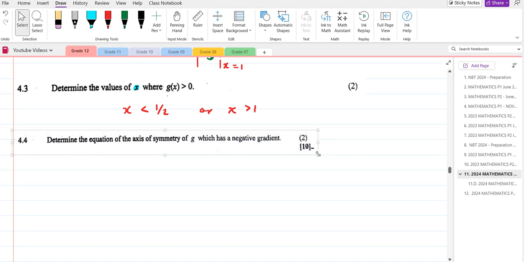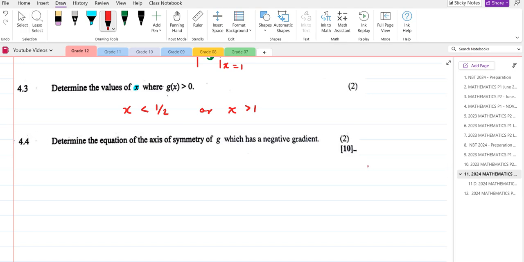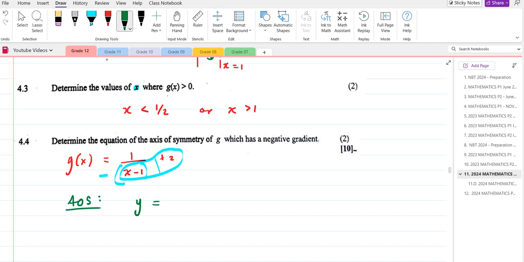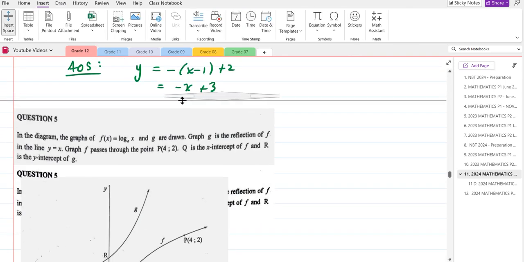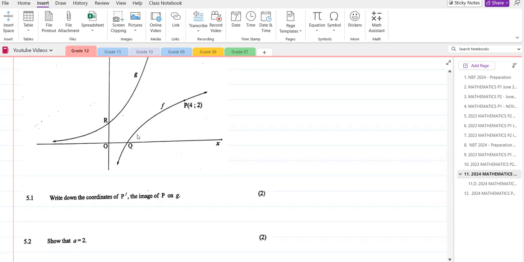What was g of x? G of x was 1 over x minus 1 plus 2. So I want negative gradient. I'm just going to put negative in the denominator, right? So axis of symmetry is y equals negative into x minus 1 plus 2, which is negative x minus minus 1 is plus 1 plus 1 plus 2 is plus 3. So negative x plus 3. That's my answer. Right, so that's the axis of symmetry of g. Moving on to the next problem, which is inverse functions.